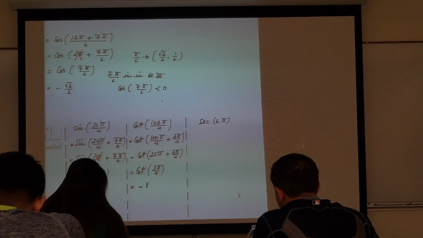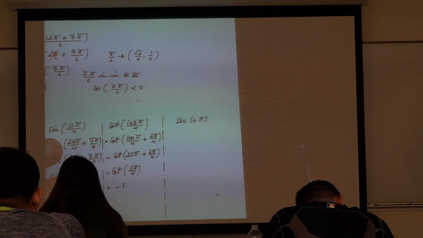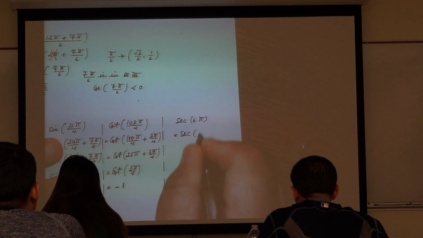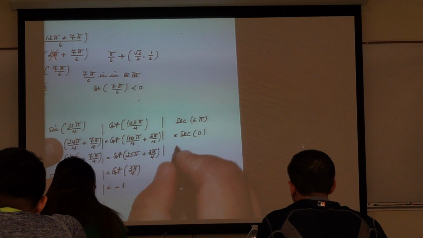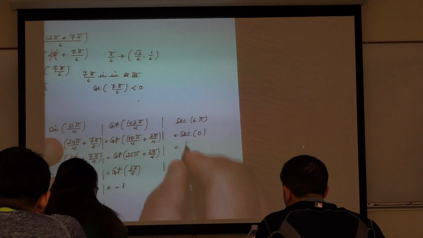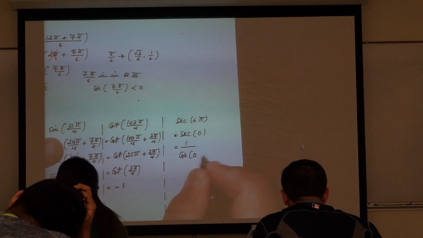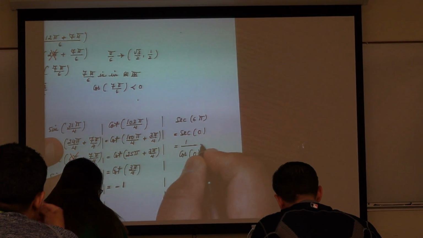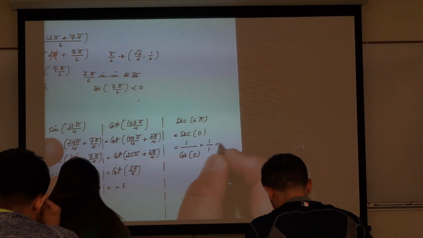Last but not least, I need the secant of 6 pi. But this just means secant of 0, right? But what does that mean, secant of 0? Secant is a reciprocal, right? 1 over cosine of 0, right? Mm-hmm. But what's the cosine of 0? I think it's 1, right? Yeah. Which is just 1.